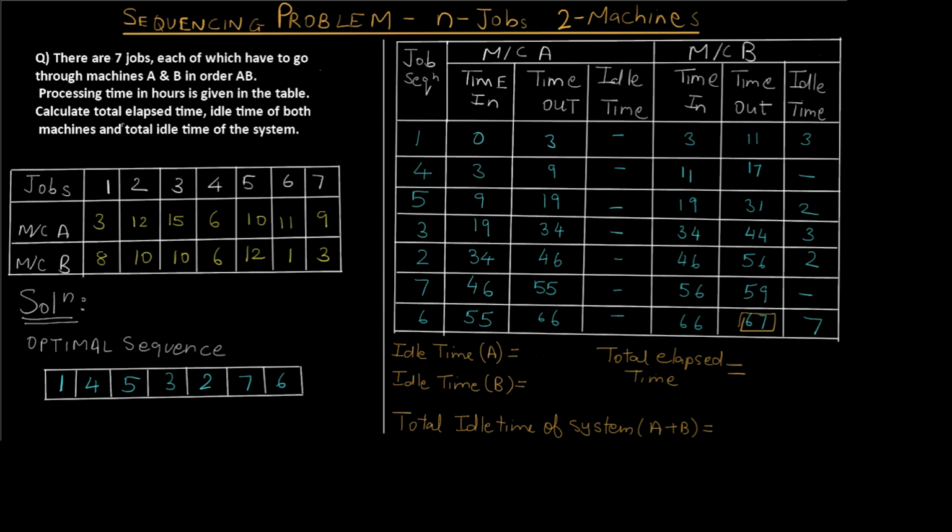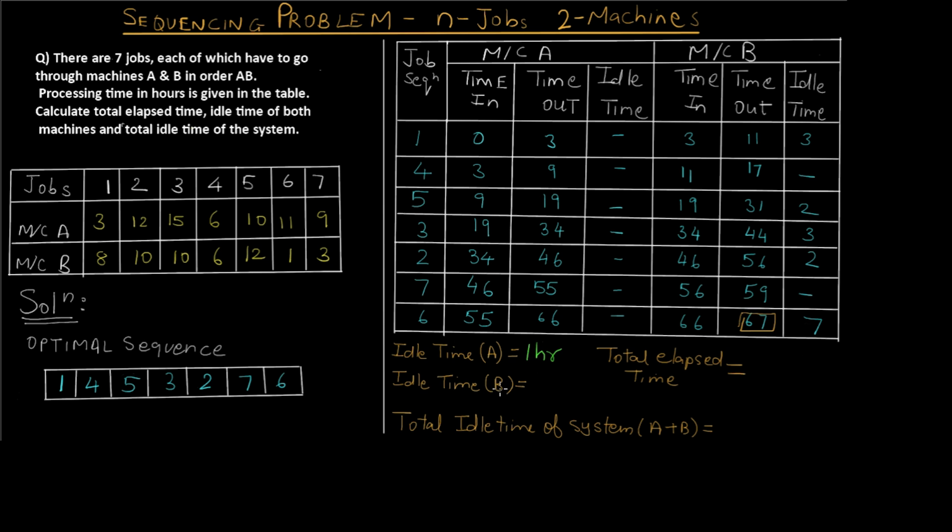So we have to find out the idle time of machine A, idle time of machine B. We have to find out the total idle time of the entire system, and we have to find out the total elapsed time. So all these values we can find out from the table that we just solved. So let's see the idle time of machine A. So as you can see, machine A completed its last job at the 66th hour, but the entire system stopped or completed all the jobs at 67th hour. So still machine A was kept idle from 66 to 67th hour. That is, it has to wait 1 hour. So the idle time of machine A would be 1 hour.